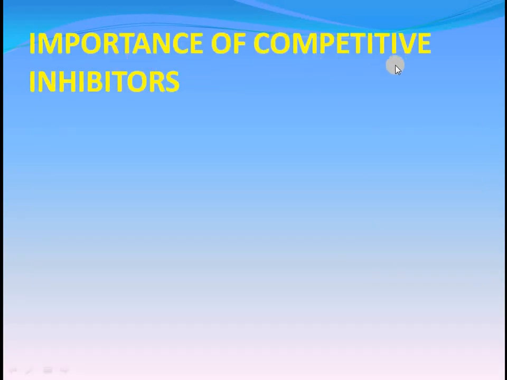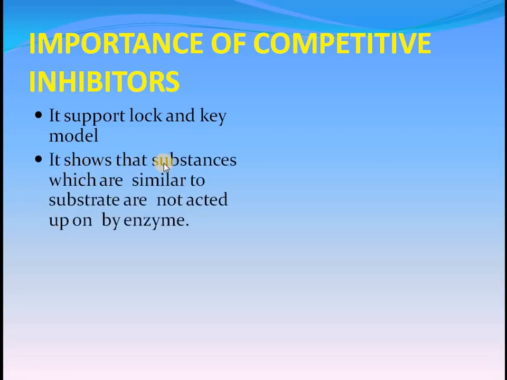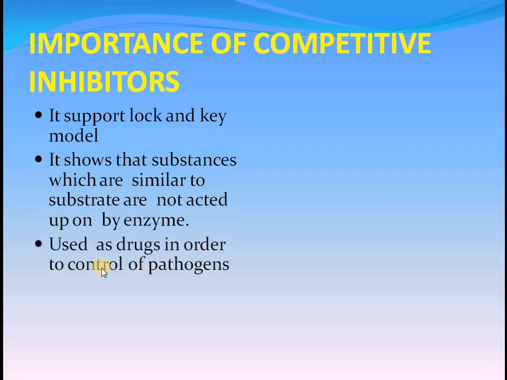Now, what is the importance of competitive inhibitors? The first is that it supports the lock and key model, as you have already studied, that for every specific lock there is a specific key. It shows that substances which are similar to the substrate are not acted upon by the enzymes. It is not necessary that if they are similar, they will produce the same product. They can't substitute the specific substrate.